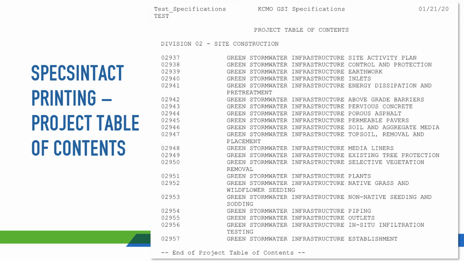To finish this off, I'm going to show you a couple of the QA/QC and reports that we opted to print in our print settings. Here's an example of the table of contents that was generated from selecting this option in the Print Publish settings. You can see we've got a full list of all of our green stormwater infrastructure specifications on the left with their titles on the right.